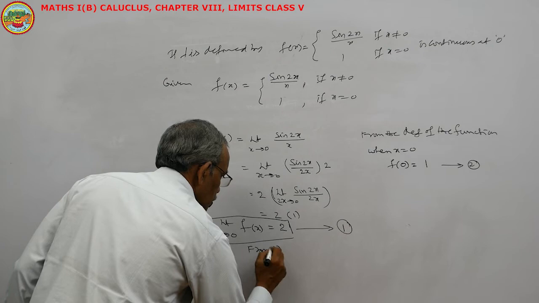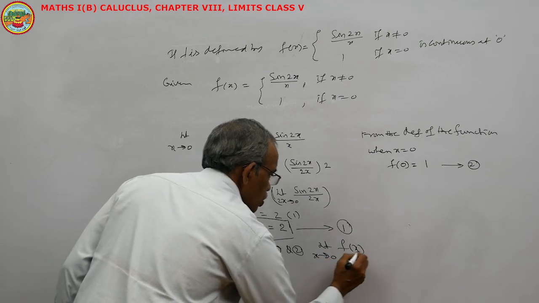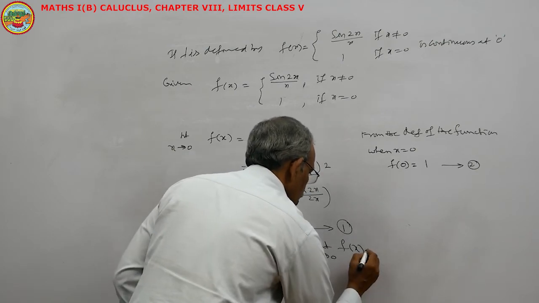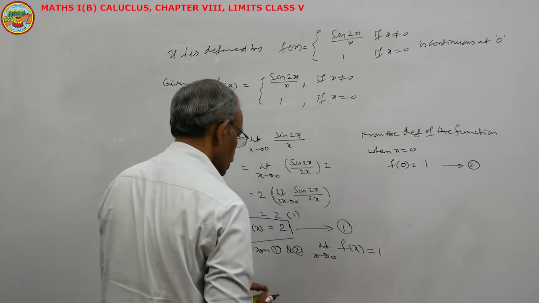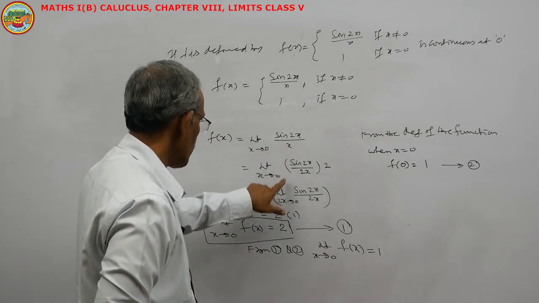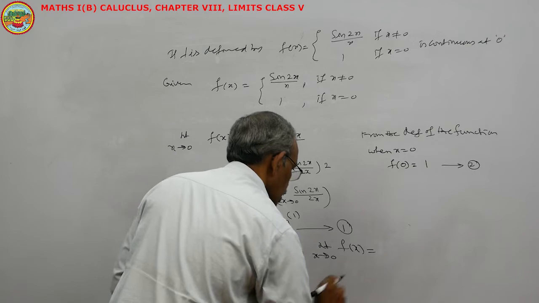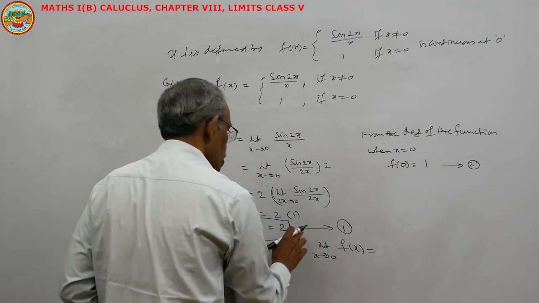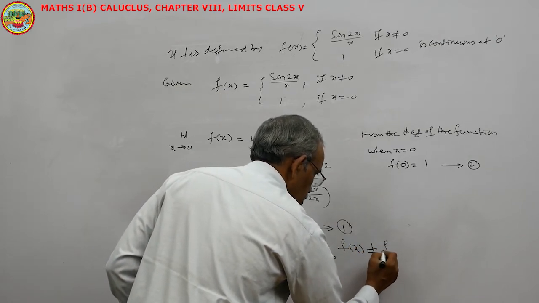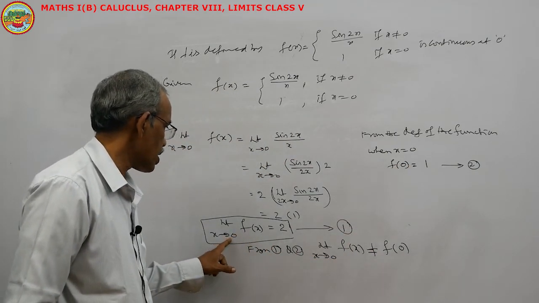From 1 and 2, we observe that the limit of f of x as x tends to 0 is not equal to f of 0. f of 0 is 1 and the limit of f of x as x tends to 0 is 2.